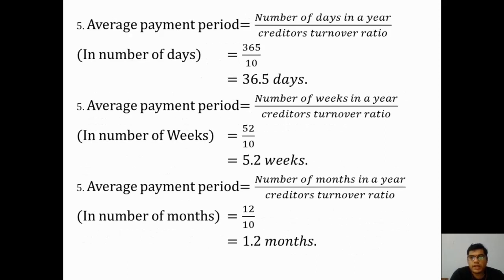Next we need to calculate the average payment period, in days, weeks or months. First we'll calculate in days. Number of days in a year divided by the creditors turnover ratio, that is 365 days divided by 10. So the answer is 36.5 days. For the average payment period in weeks, 52 weeks divided by 10, the answer will be 5.2 weeks. For the average payment period in months, 12 months divided by 10, that is 1.2 months.